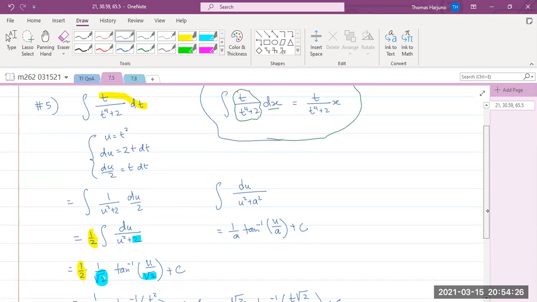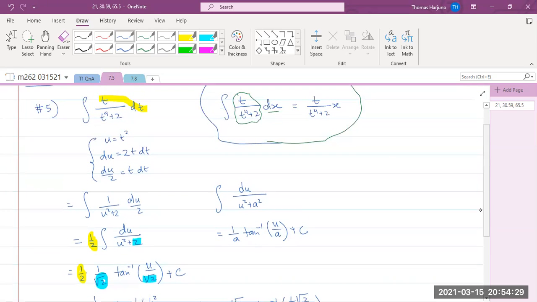But this question requires your imagination. How should you substitute such that you get one of the forms that we are used to working with? Is it okay? Who asked me this question? Robert, is it okay with this? Okay, let's see the next question.